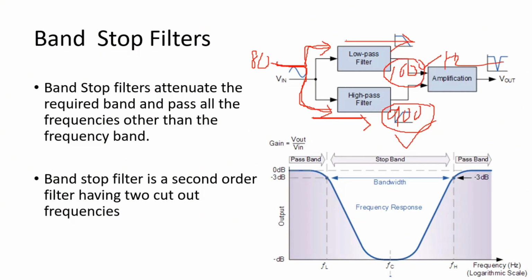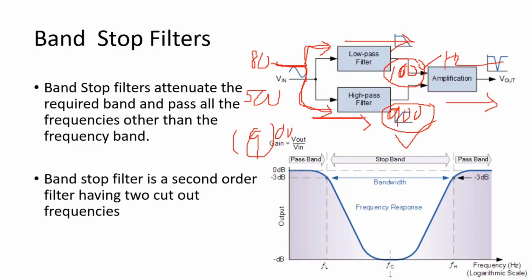So let's say now we get something like 500. It goes to the low pass filter. It will not pass, since it only passes below the 100 mark. The high pass filter will only pass above the 900 mark. So only 80 and, let's say, 1000 hertz will pass through, then go to the amplification and get out as V out.